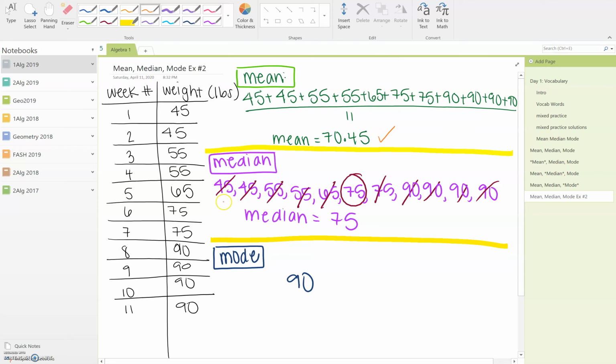For our median, I'm just going to write out this same list in numerical order and cross off a number on each side until I get to the very middle, and that's 75. And then remember, the mode is the number that shows up the most number of times, and so that's going to be 90, because 90 shows up 4 times in this. It shows up the most.